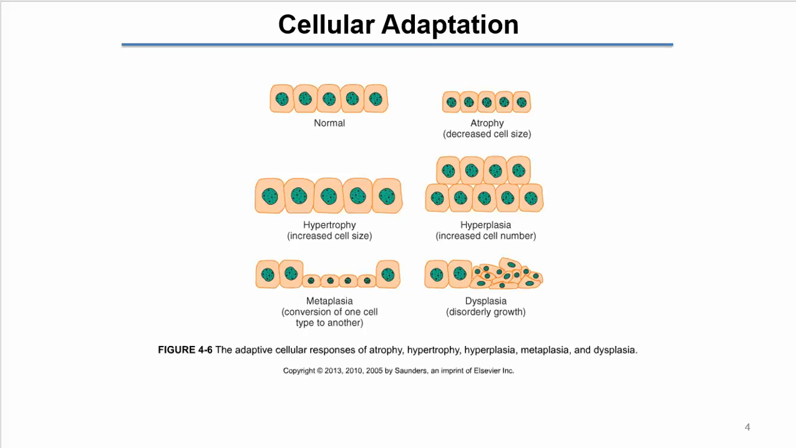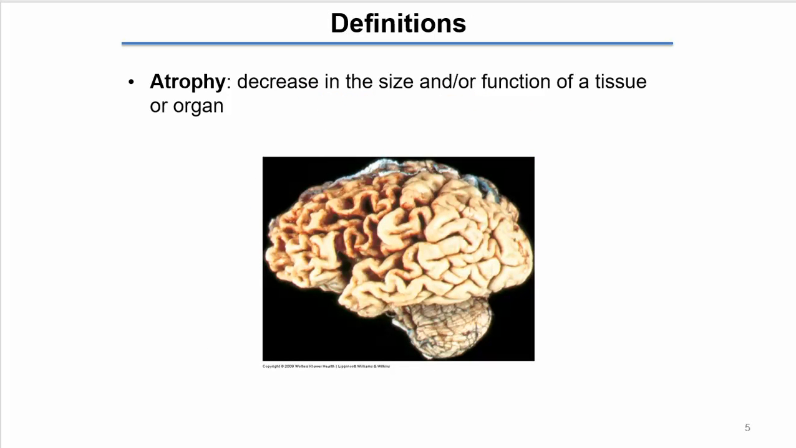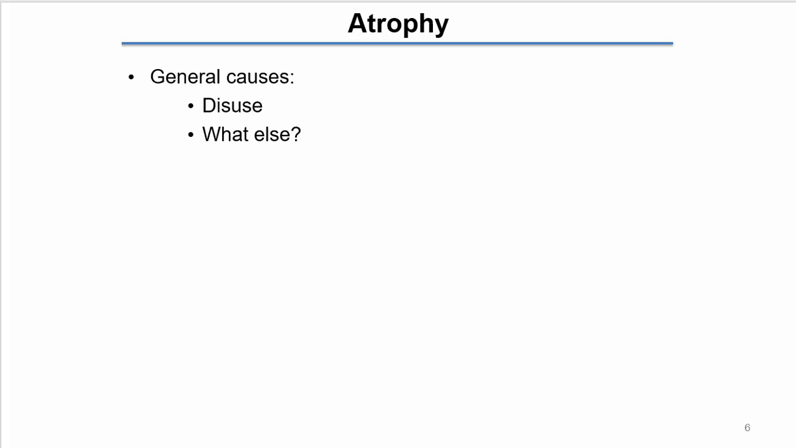So there's going to be a lot of definitions. In order to understand this, you have to know what a bunch of the words mean. So we're going to start out with atrophy. Atrophy is the decrease in the size or function of a tissue or organ. It really is about getting smaller. When things atrophy, you don't get to use them as much because they're smaller or they're not functioning as well. Now, what causes atrophy?